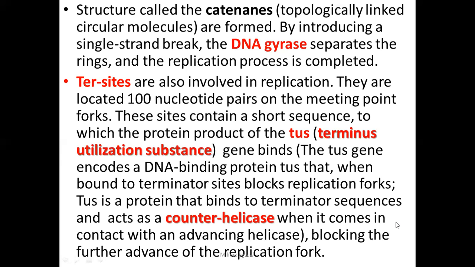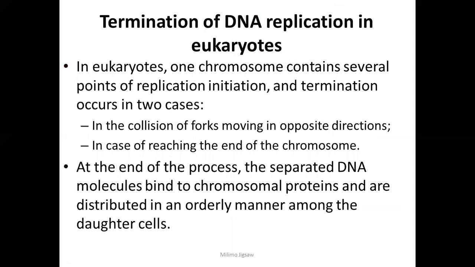So this TUS is simply a protein which binds to terminator sequences, and hence it's going to act as a counter helicase when it comes in contact with an advancing helicase. Remember, helicase is the one which is unwinding or opening up the DNA molecule. So the moment the helicase meets this TUS protein, it is going to block the further advancement of the replication fork. Hence, it is able to terminate.